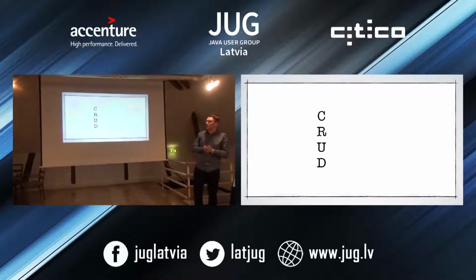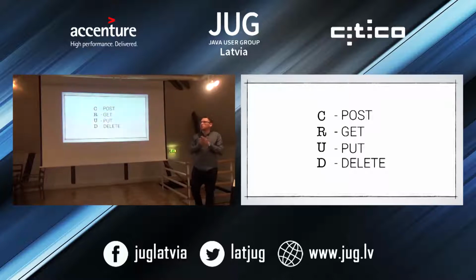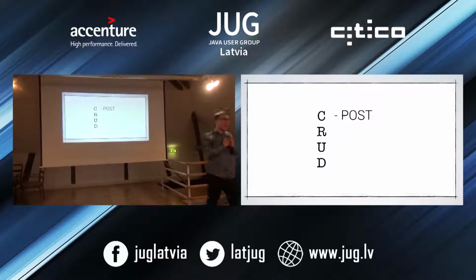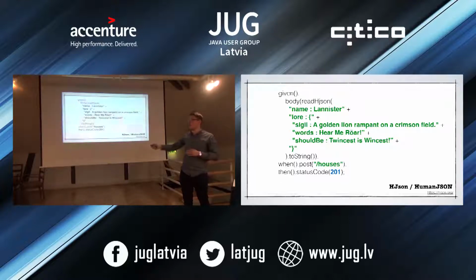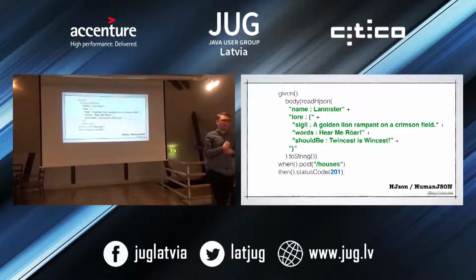What can we do? Let's write root, right? So post, get, root, delete. We'll start with a post. How can we test post of resource houses? This is an example. So we are using REST Assured. We say given body, we provide our JSON request. So we have name, we have lore, sigil, words, etc. We post it to houses and we assert that the right status code was received.